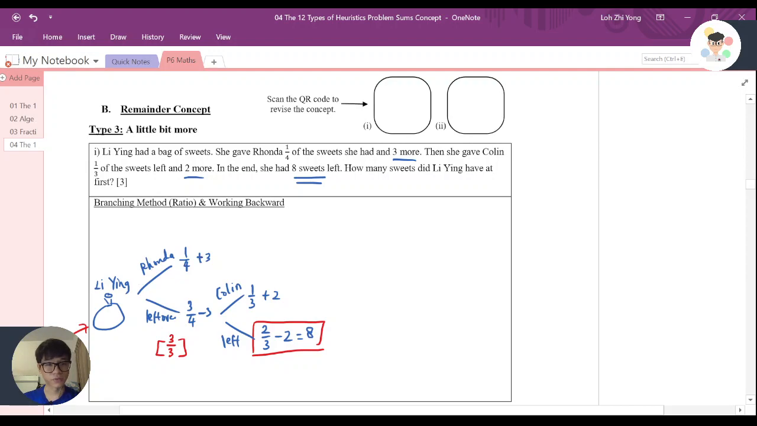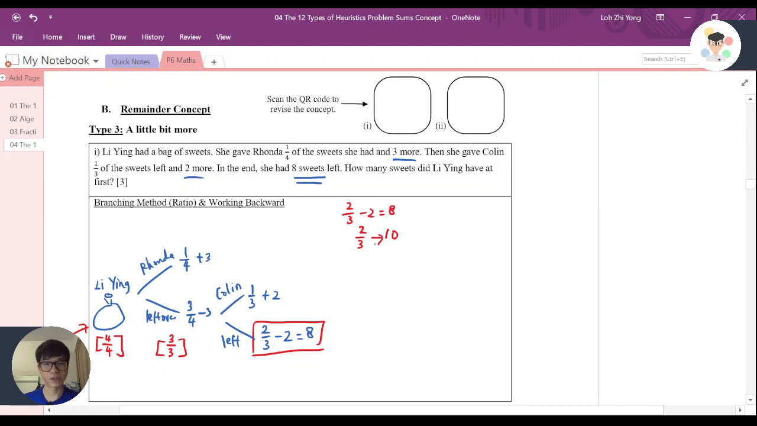And look at here. Rhonda is 1/4 plus 3. Leftover is 3/4 minus 3. So I know what Li Ying has is supposed to be 4/4. After knowing this, let's continue. Now, here it says that 2/3 minus 2 is equal to 8. And we know that this is not supposed to be only a fraction, right? It's a unit. So I know that 2/3 will be equal to 8 plus 2, which is equal to 10.